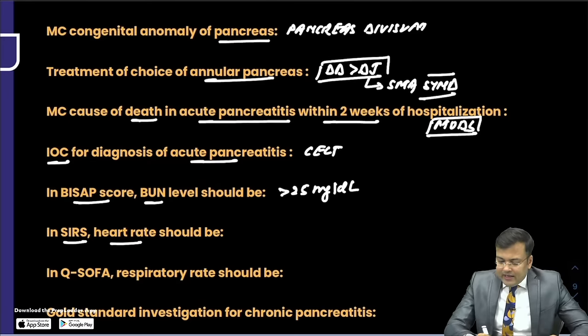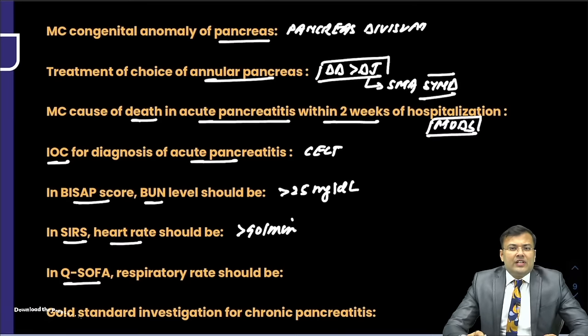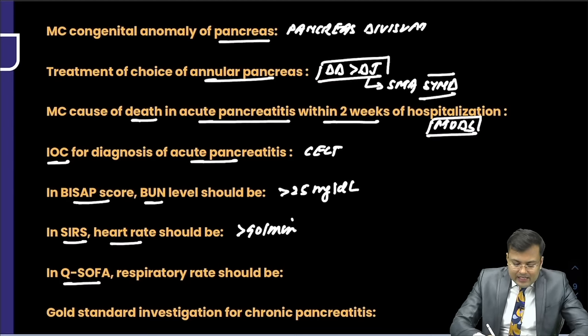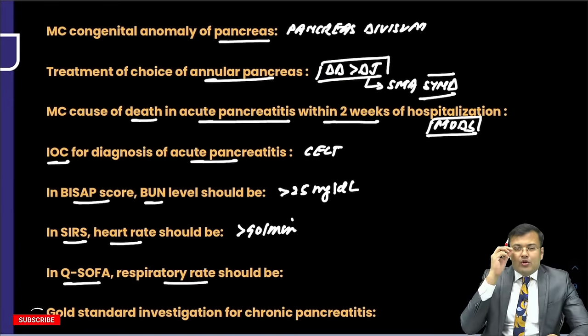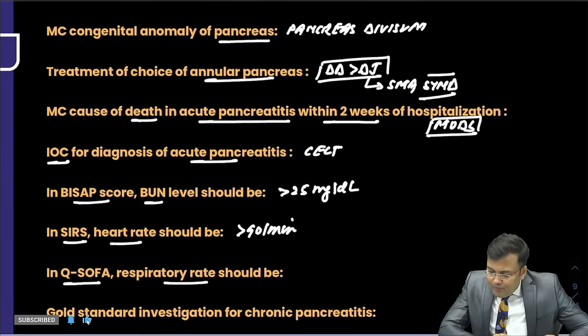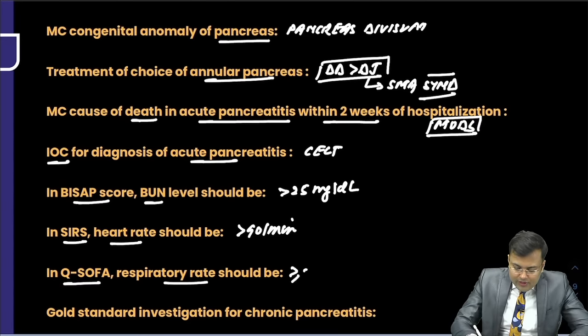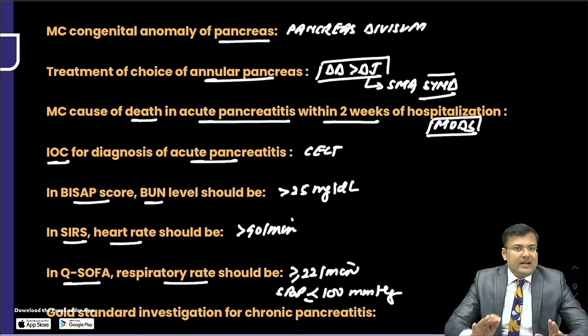Yes, Mahinder, I think. More than 90 per minute. Very good. Next, qSOFA, quick sequential organ failure assessment. In qSOFA, respiratory rate should be more than or equal to 22 per minute. Systolic blood pressure should be less than or equal to 100 mmHg, and there should be altered mental status.